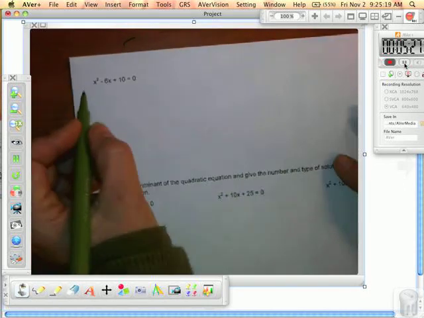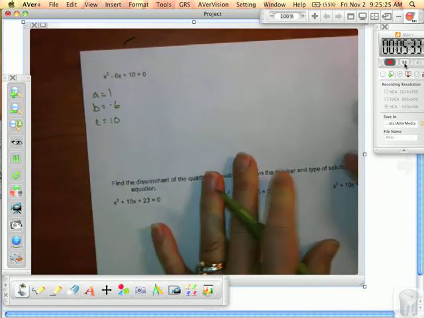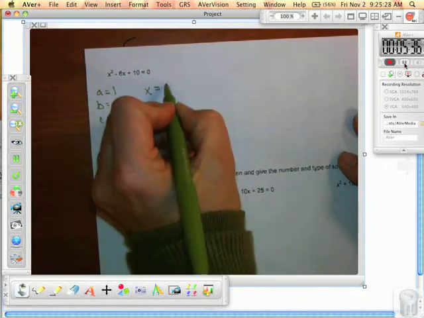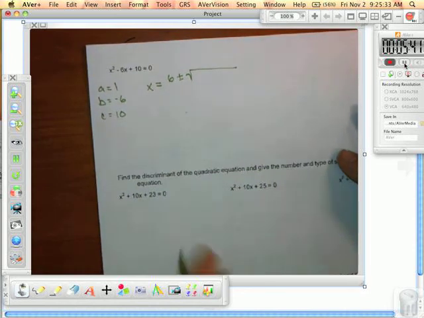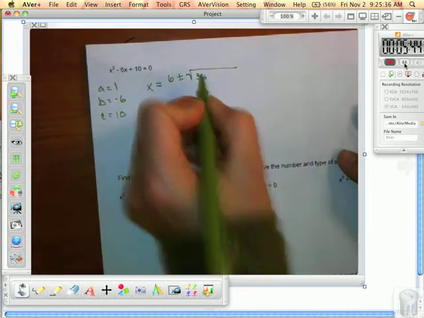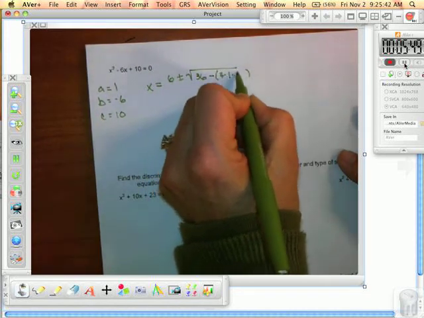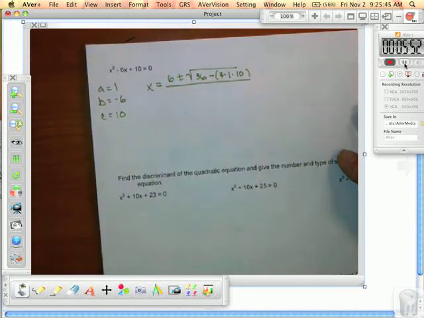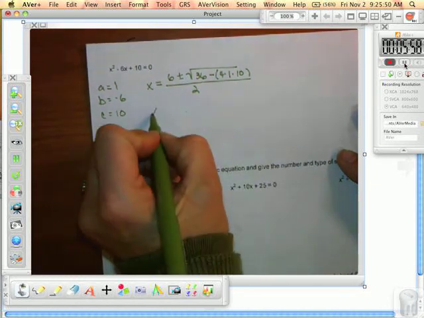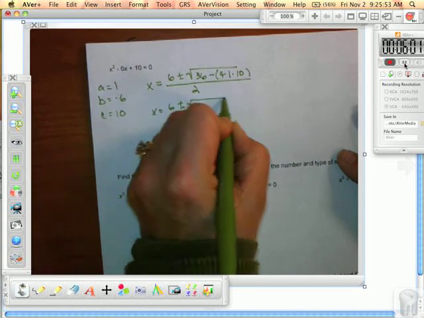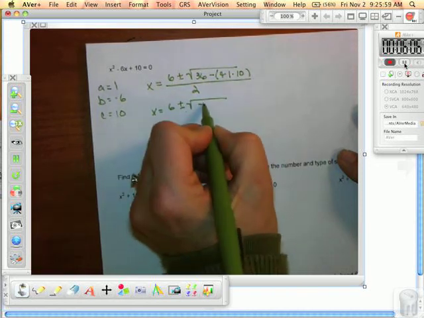Okay? It's already in standard form. A is 1, B is negative 6, C is 10. All right, x equals negative b, which is 6, plus or minus square root quantity, b squared, which I'm going to jump in and say is 36, minus in parentheses 4 times a times c, all divided by 2 times a, which is 2. Let's see what's going to happen here. I get 36 minus 40, which is negative 4 over 2.